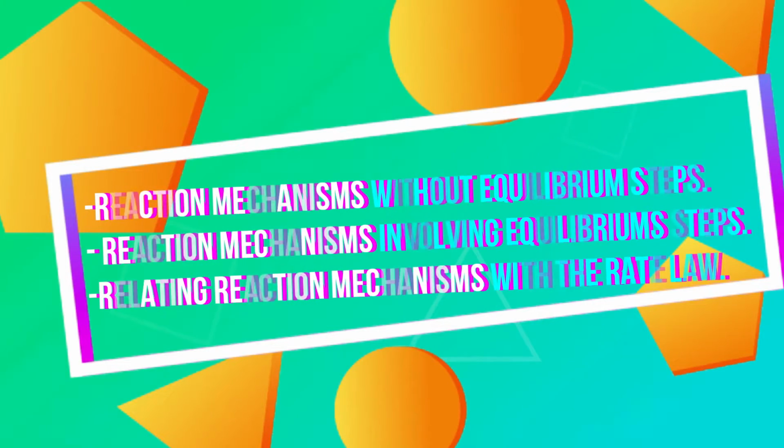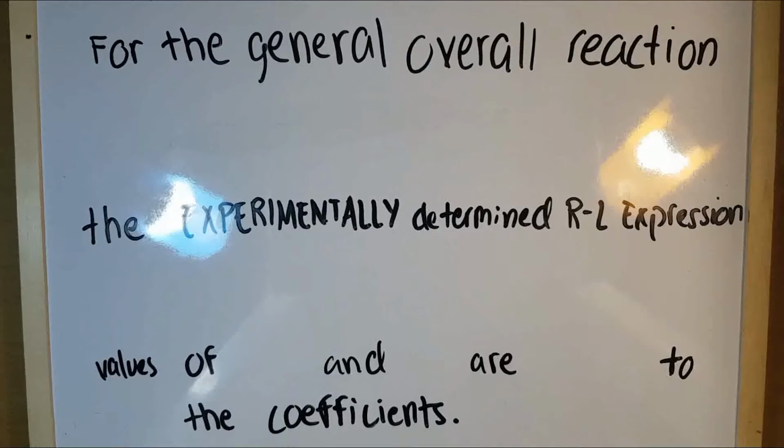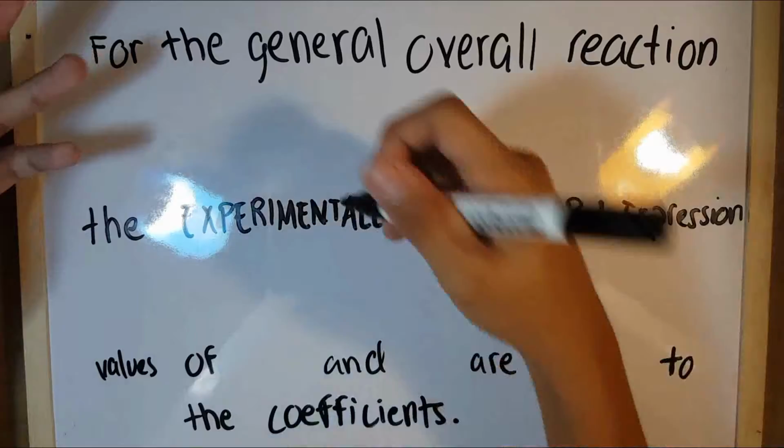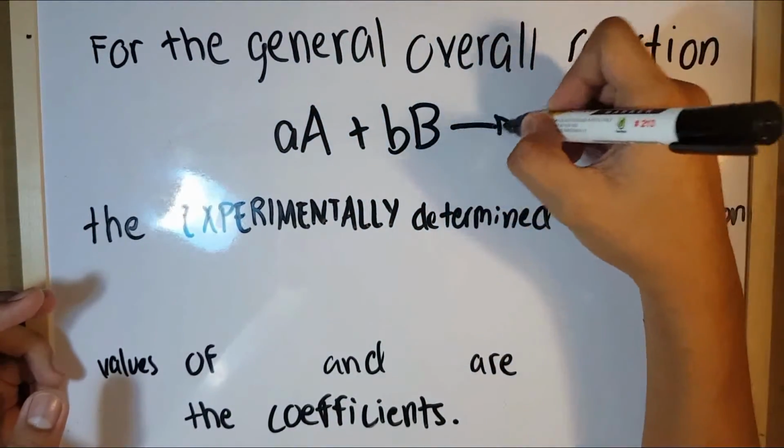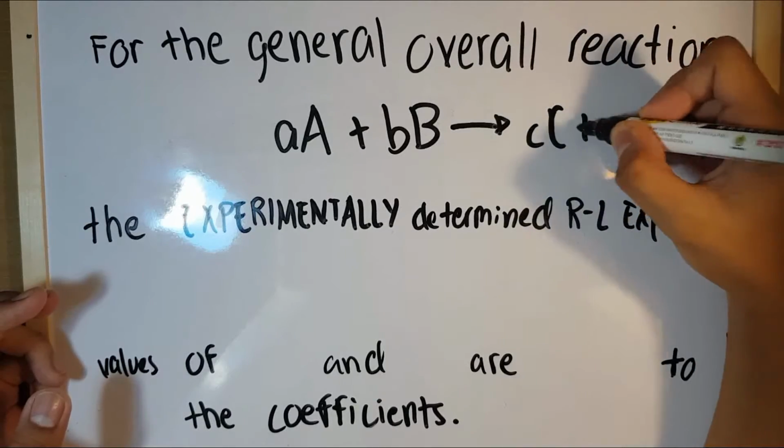To start the further topics in this video, you must remember these topics in summary. First is a discussion on reaction mechanisms without equilibrium steps. Then reaction mechanisms involving equilibrium steps, and relating reaction mechanisms with the rate law. For the general overall reaction, A plus B reacts to form C plus D.